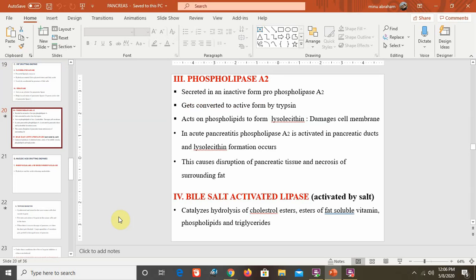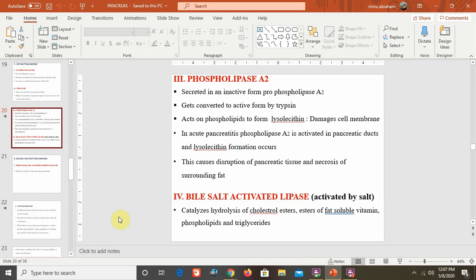Coming to phospholipase A2, it is normally secreted in an inactive form, and trypsin, as we have already mentioned, is mainly responsible for converting this into its active form. And what is the action of phospholipase? It acts on the phospholipids to form lysolecithin, which will damage the cell membrane. In acute pancreatitis, phospholipase A2 is activated inside the pancreatic duct, and lysolecithin formation will occur, due to which there will be disruption of the pancreatic tissues.